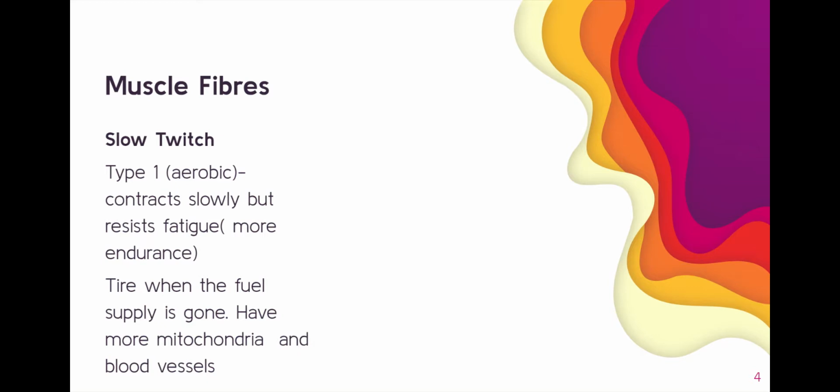So things like your back muscles helping you stand upright with posture all day. Your ab muscles also help with posture. Those are muscles that fatigue very slowly. Moving your hand while writing with your pencil, you may eventually get a muscle cramp, but you can do it for a long period of time because you have a lot of slow twitch muscles in your arm. They tire out when all the fuel is gone, so when there's no more ATP.